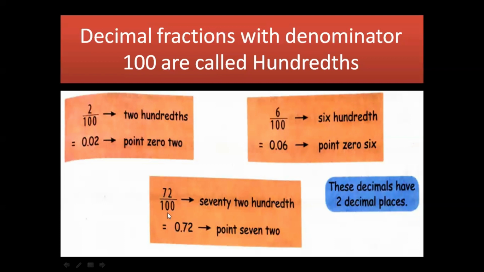72 by 100. Here also, see, two zeros are there. 72, two decimal places. Before 72 we have to keep the point. These decimals have two decimal places.